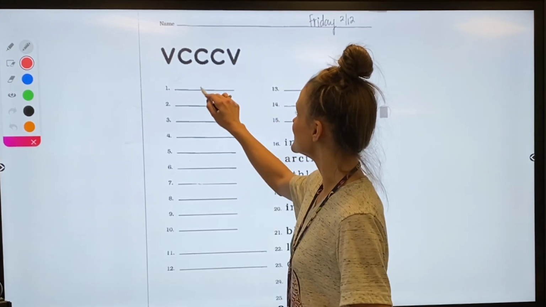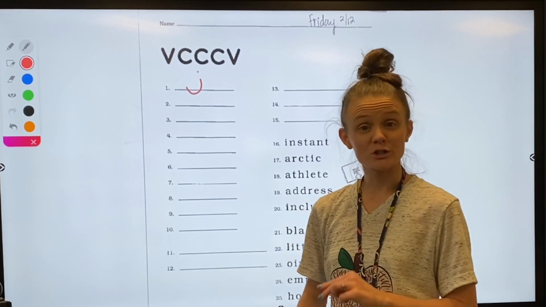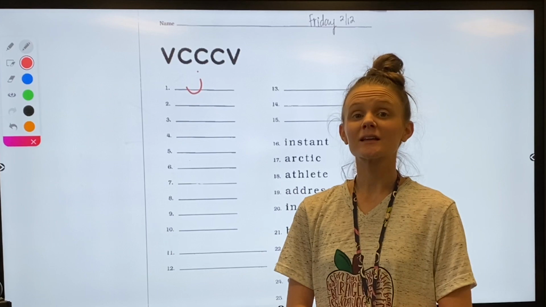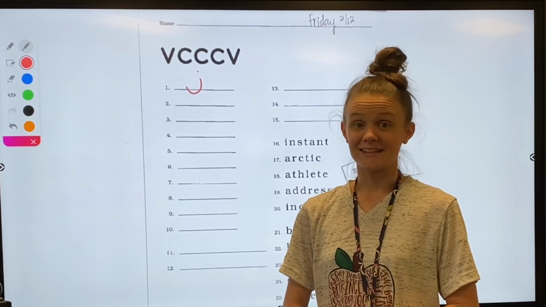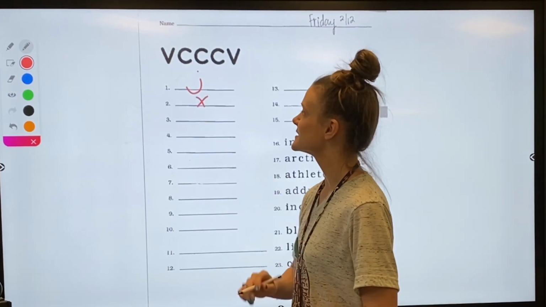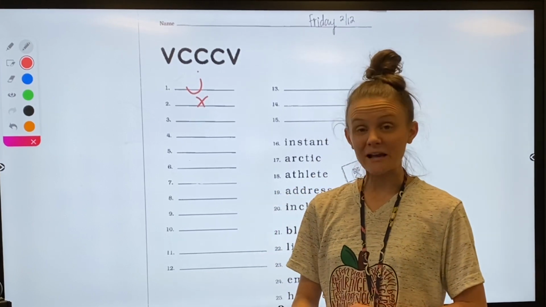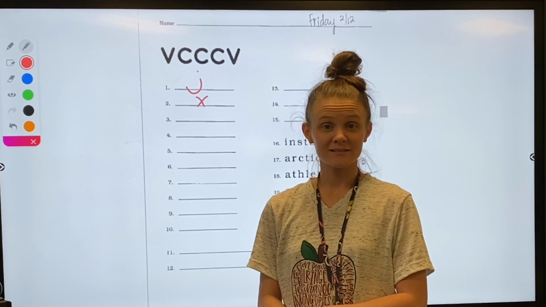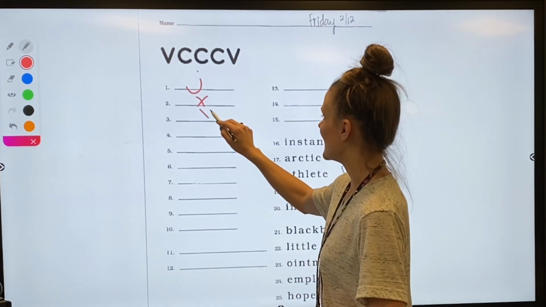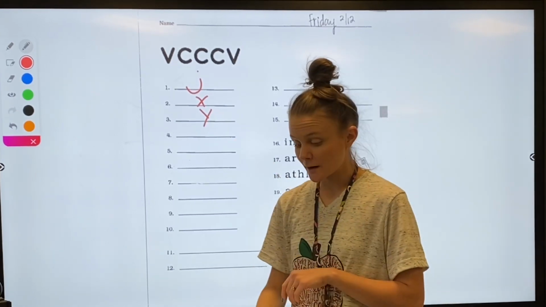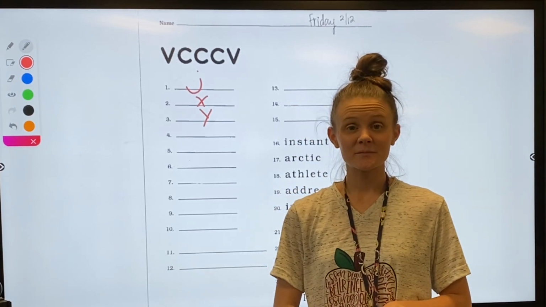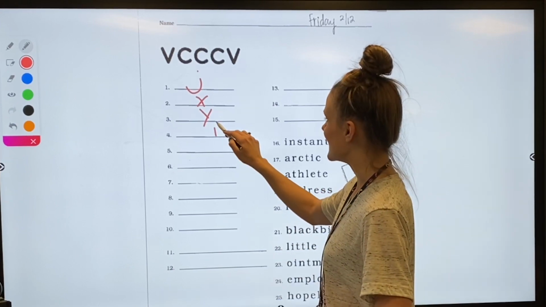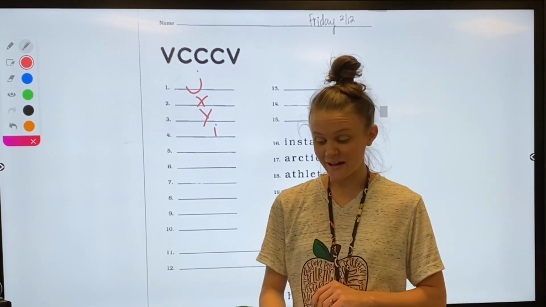Yes, letter J. For number 2, write the letter that makes the X sound. X. Yes, letter X. For number 3, write the letter that makes the Y sound. Y. Letter Y. For number 4, my letter sound is I. I. Letter I.